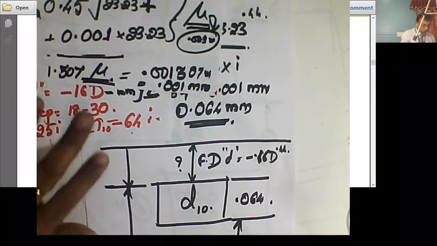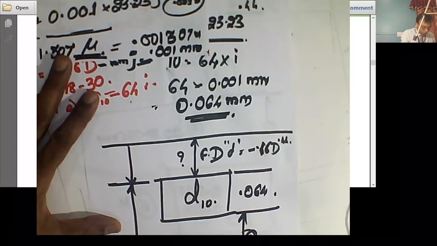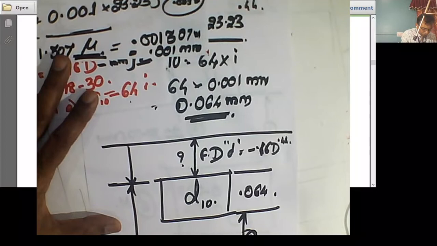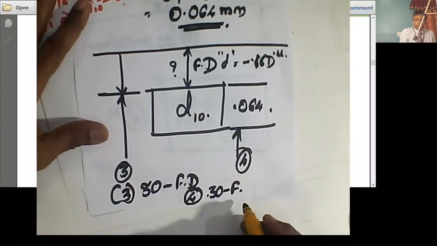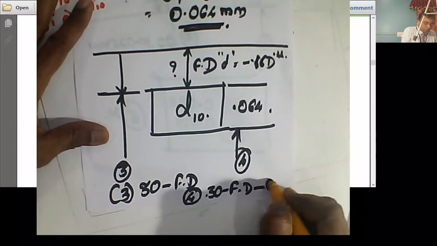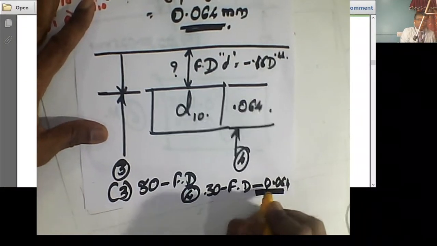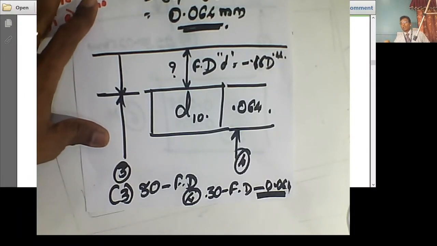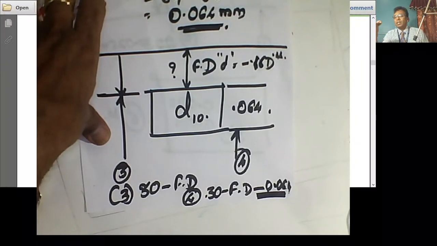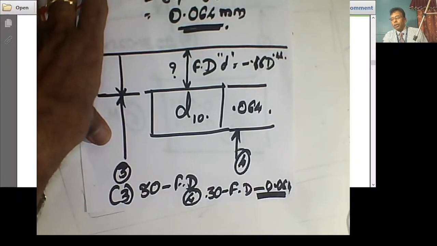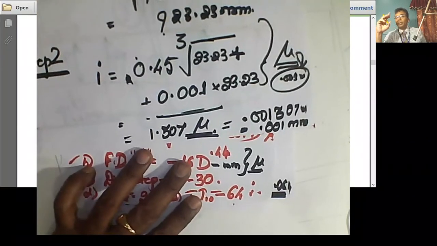So we know this is 0.064 mm. All we need to find out is number 3, that is maximum size of the hole, 30 minus fundamental deviation, this value. And number 4 is equal to 30 minus fundamental deviation minus 0.064. Please find out these values. You should be able to get the answer. All the 4 values are over. Problem gets solved. You should be able to get something around 29.2, 29.3. I don't know how much it comes out to be. This is how the problem is solved.